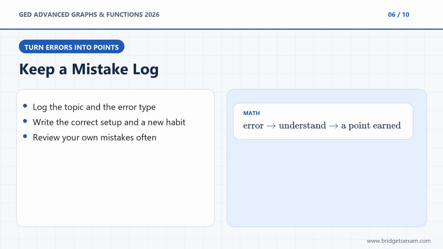The strongest independent learners keep a mistake log. Every time you miss a question, write down the topic, the type of error, the correct setup, and one new habit to prevent it. Reviewing your own errors is the fastest way to improve. A mistake you understand becomes a point you earn.